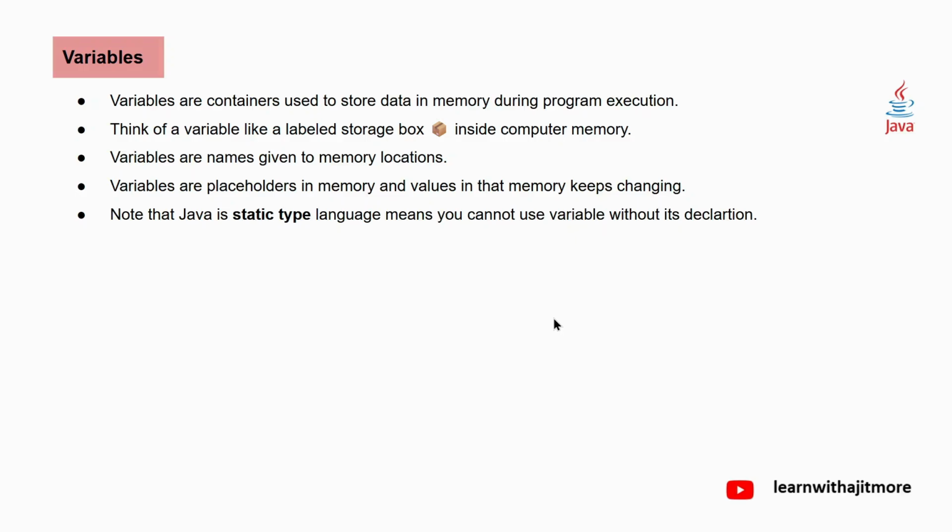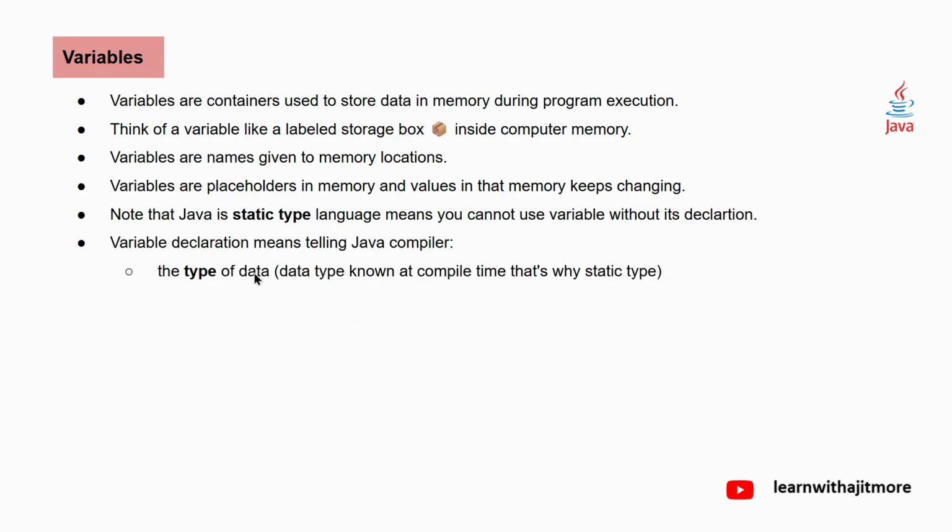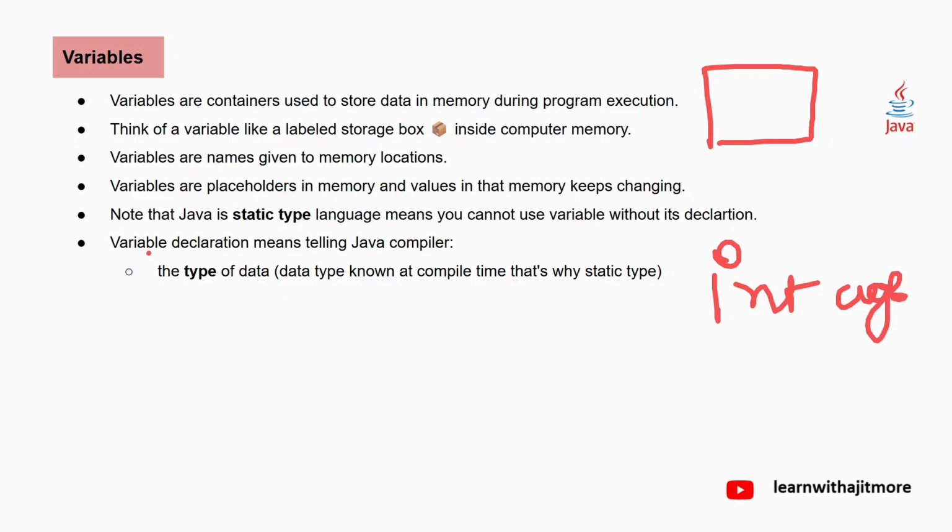And declaration means what? Informing the compiler the type and the name. A variable declaration means telling the Java compiler the type of data, meaning what type of data you are going to store in it. If it is a primitive type, then in that container you are storing the value directly. If you are creating it like this, int age, so this is a declaration.